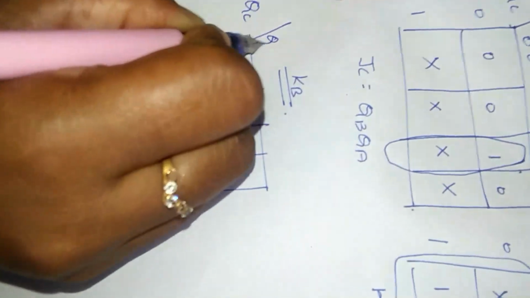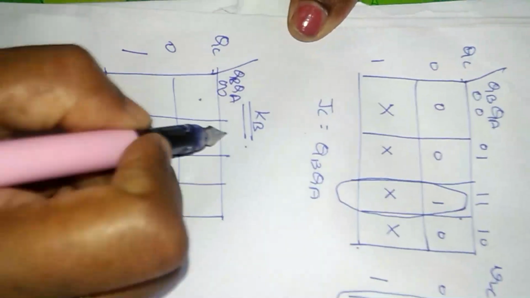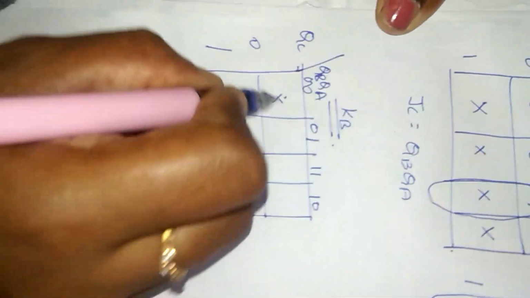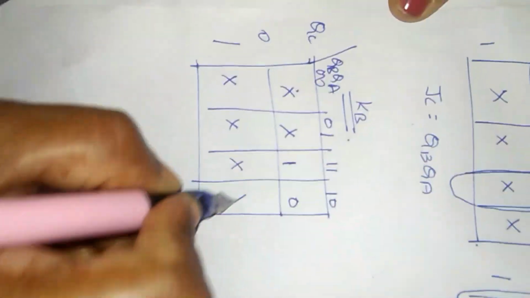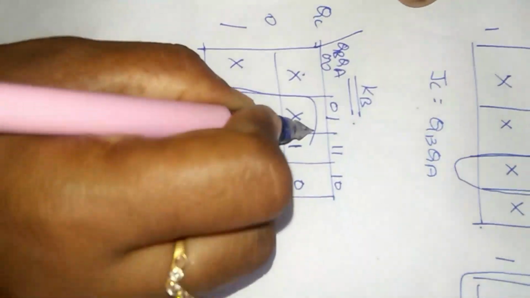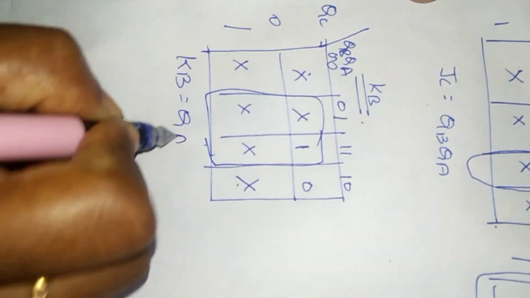You have QC, QB, QA, 0, 1. Students, I am doing this quickly because we are very much familiar with the K-map concept. And grouping also we are quite familiar, so that is why I am just doing this quite quickly.